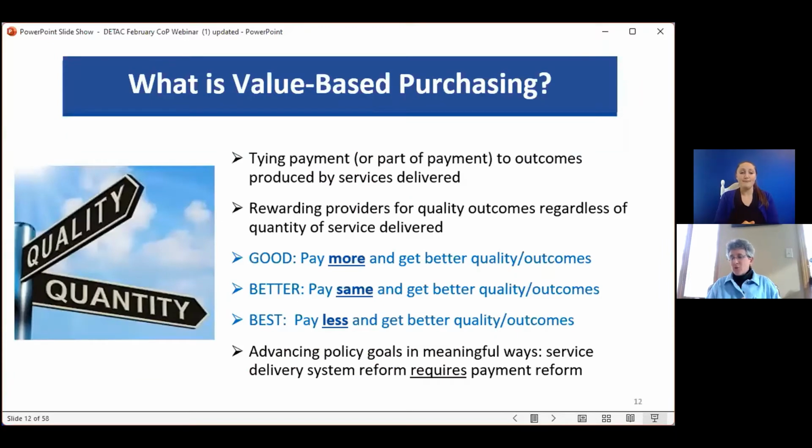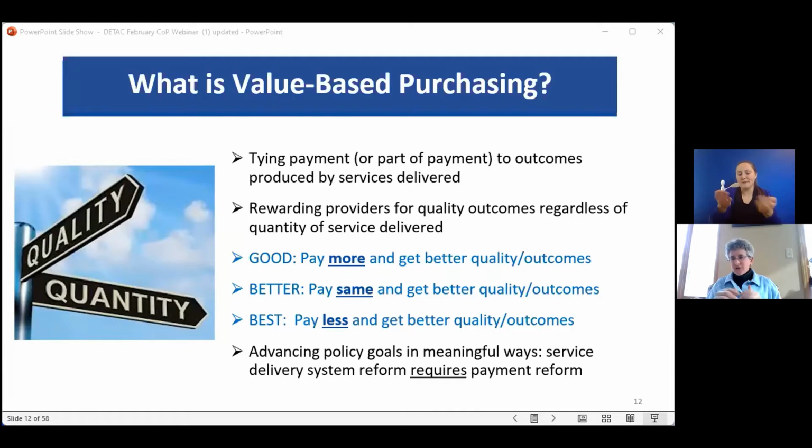So what is value-based purchasing? Quite simply, it means that we tie part of the payment, or in some cases, all of the payment made to providers to the outcomes that they produce from the services they deliver. So it gives us an opportunity to reward providers for quality outcomes, regardless of the quantity of service they deliver.